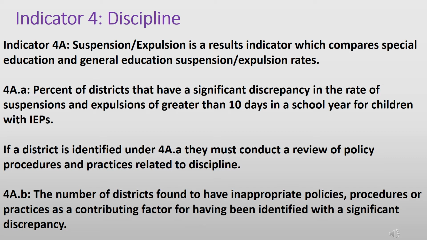And if a district is identified under 4A, Part A, they must conduct a review of policy, procedures, and practices related to discipline. Indicator 4A, Part B, is the number of districts found to have inappropriate policy, procedures, or practices as a contributing factor for having been identified with a significant discrepancy.